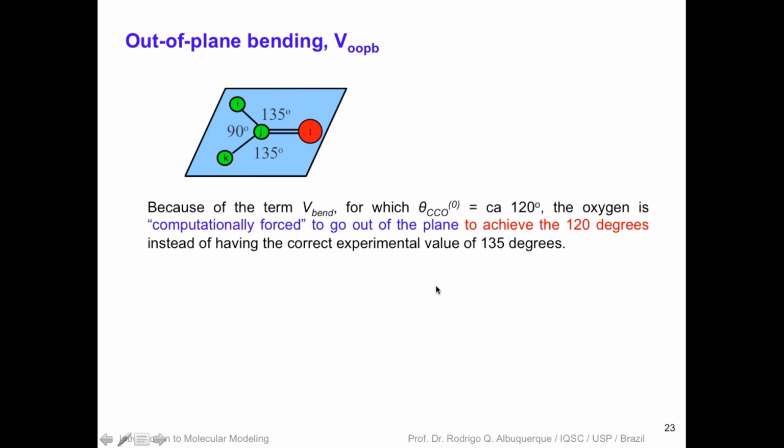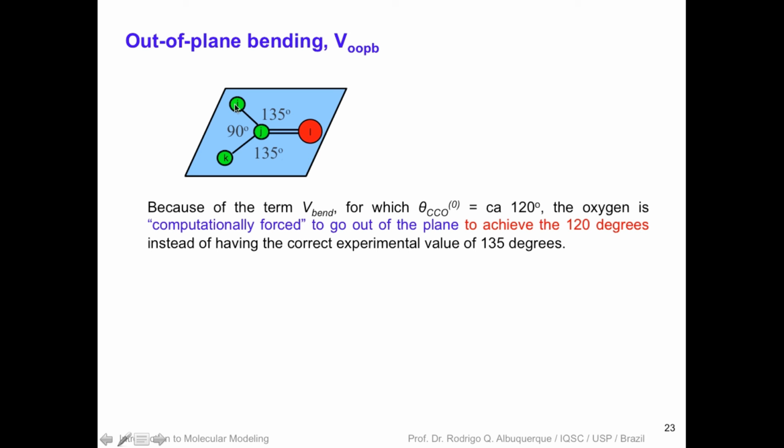The next term is the out-of-plane bending. Let's understand this term by visualizing the situation here. We have 4 atoms I, J, K, and L. This is part of a molecule. For instance, this could be a 4-membered ring molecule here. This could be carbon-carbon and a double bond to an oxygen. This internal angle here is 90 degrees, and the sum must be 360. Therefore, these angles are 135 and 135 degrees.